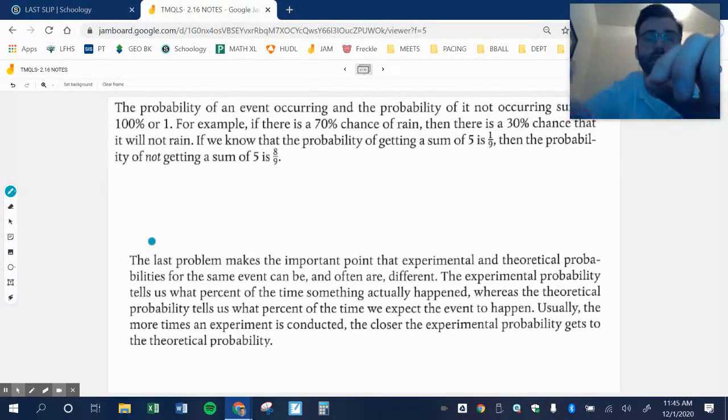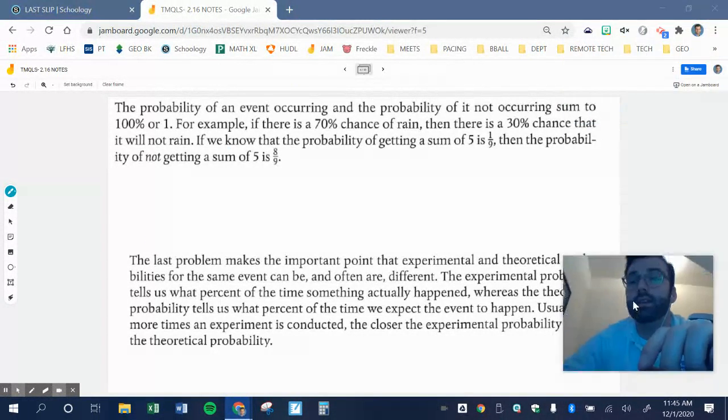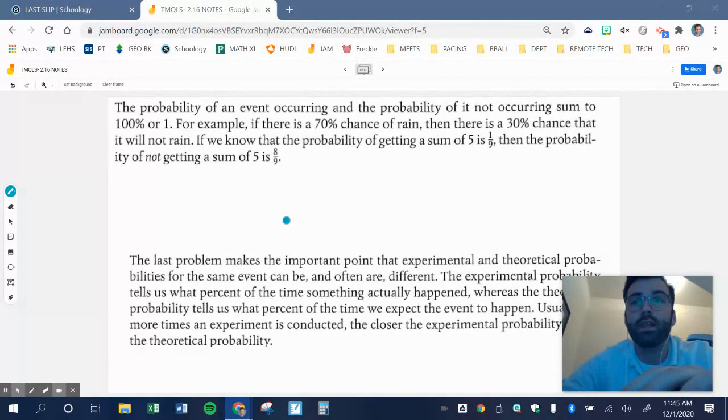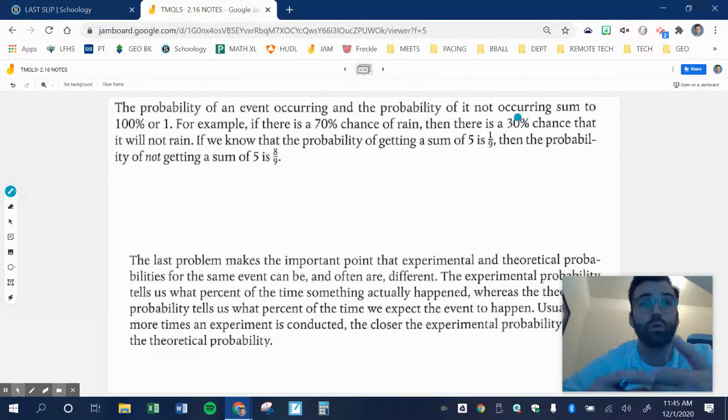Most important part was the last paragraph, to me at least. Okay. The probability of an event occurring and the probability of an event not occurring must sum to 100% or 1. So, for example, if you think about the weather, there's a 70% chance of rain. That means there's a 30% chance that it won't rain. Okay? If a probability of getting a sum of 5 is 1 out of 9, then our probability of not getting a sum of 5 is 8 out of 9.